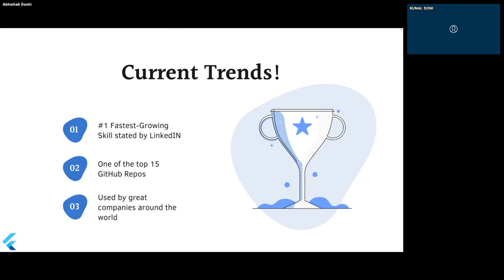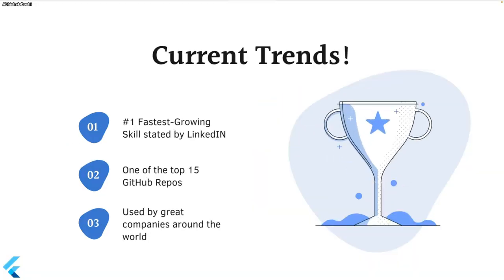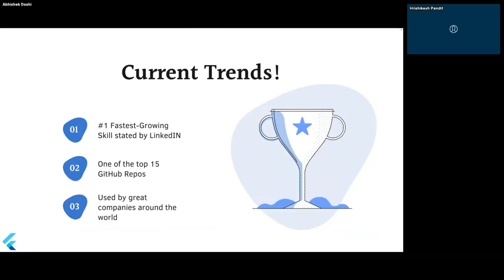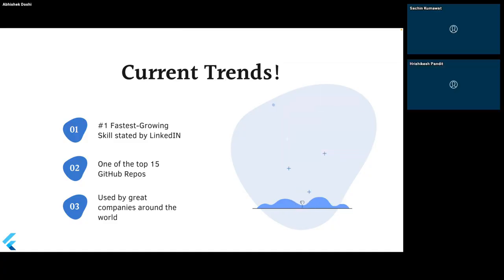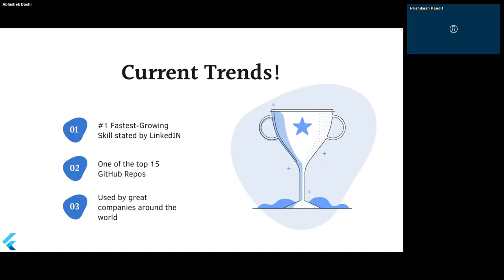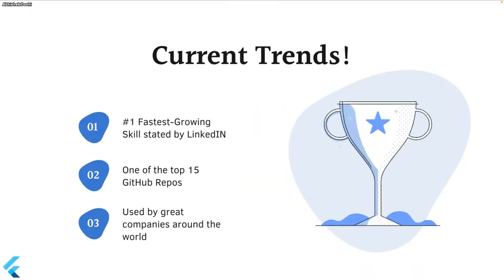ByteDance uses it, Alibaba uses it, Dream 11 uses it, Toyota and BMW use it. BMW uses it in their app, that color changing app of the car, and Toyota uses it in their car dashboard. Zomato doesn't use it, Rapido doesn't use it, Paytm doesn't use it.